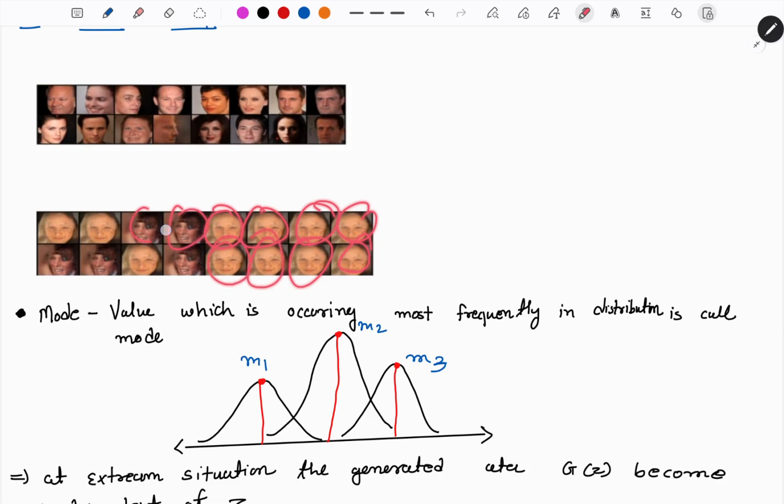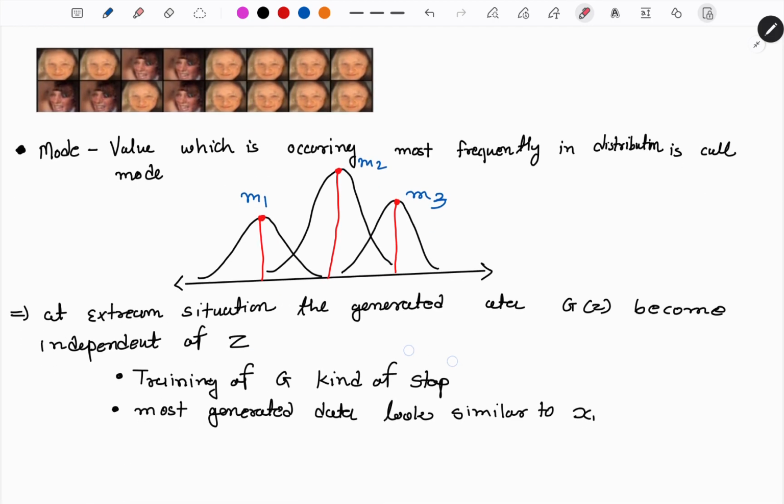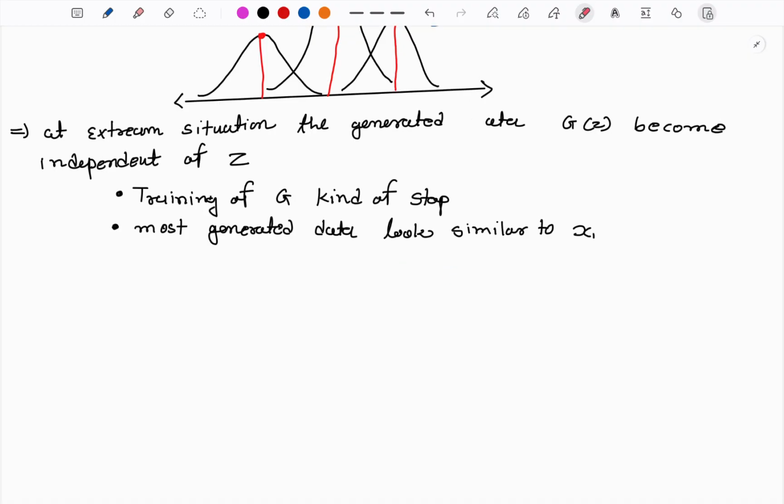मतलब ये किसी एक डिस्ट्रीब्यूशन को पकड़ लेगा और उसी के अराउंड, उसी के इर्द गिर्द पूरा डेटा जनरेट करेगा. So this is the problem of mode collapse. So let's start to discuss why it is happening.